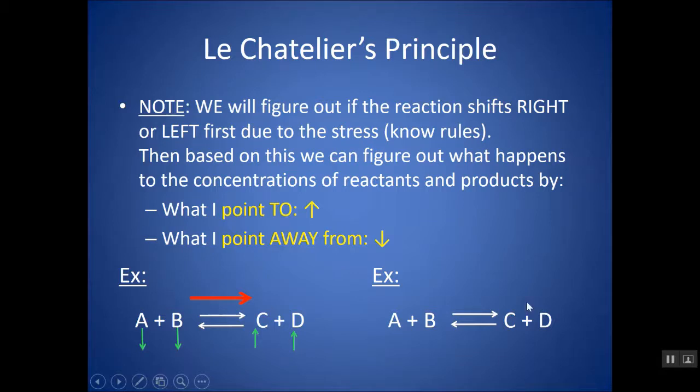Okay, let's say same reaction, but instead we figure out the shift is to the left, meaning that the reverse reaction is now going faster than the forward. So if this is the case, what's happening to C and D over time? They're being used up, so those concentrations would go down. A and B, what I'm pointing to, is being made, so those concentrations would go up. So again, figure out what's going on with the shift of right or left, and then from there you can figure out what I point to goes up, what I point away from goes down.